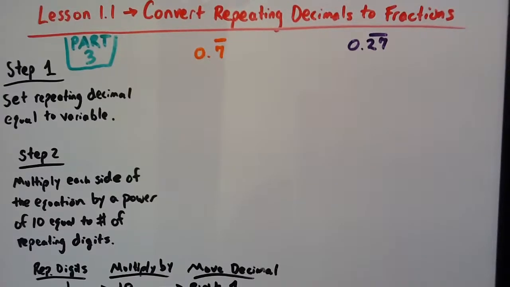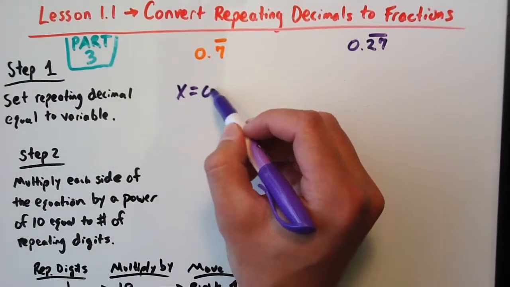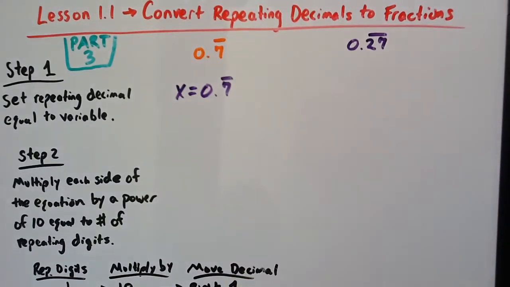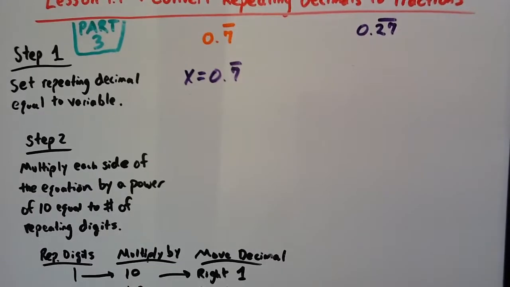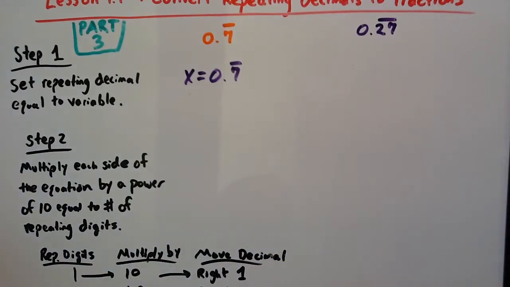To convert a repeating decimal to a fraction, let's first set the repeating decimal equal to some variable. So let's say x equals this repeating decimal, 0.7 repeating. Step 2, we're going to multiply each side of that equation by a power of 10 equal to the number of repeating digits. So in this repeating decimal, how many digits repeat?